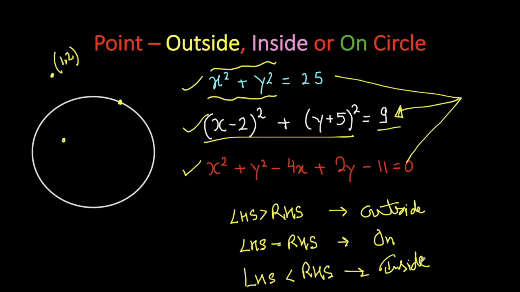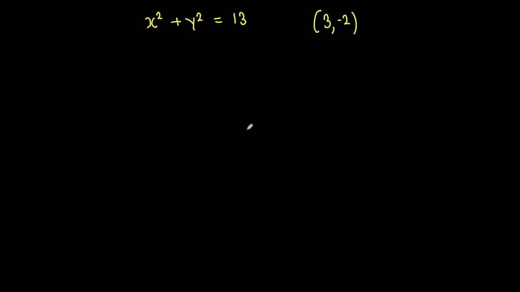Okay, so we will try these with some examples. Let us start with one example. Now I have to find whether this point is inside or outside the circle. So let's do that. You have to justify whether this point is inside or outside the circle.